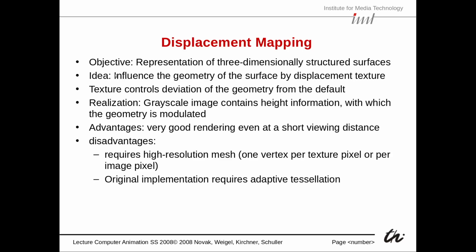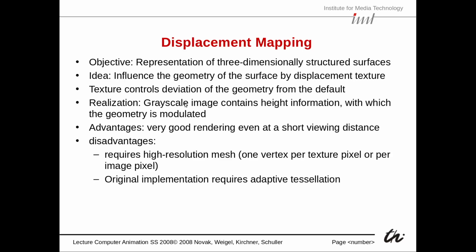So the idea here is to influence the geometry of the surface by displacement texture. And the texture then controls deviation of the geometry from the default. So the default might be the sphere, and if you want to represent an orange, then you want to actually have small deviations from the sphere in order to represent the texture of this orange.